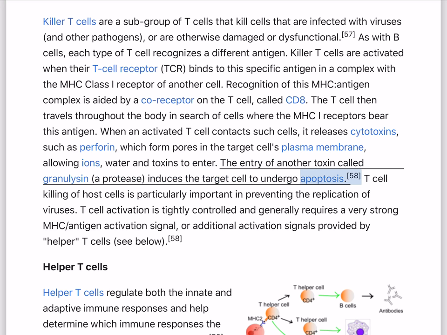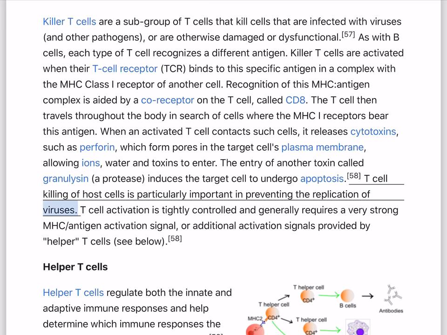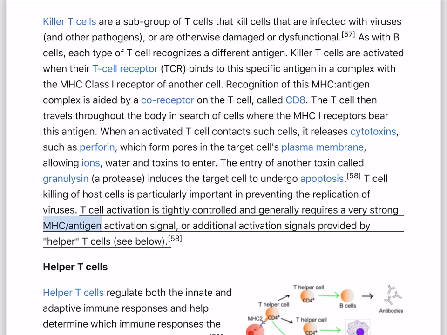T cell killing of host cells is particularly important in preventing the replication of viruses. T cell activation is tightly controlled and generally requires a very strong MHC antigen activation signal, or additional activation signals provided by helper T cells. See below. Helper T cells. Function of T helper cells.